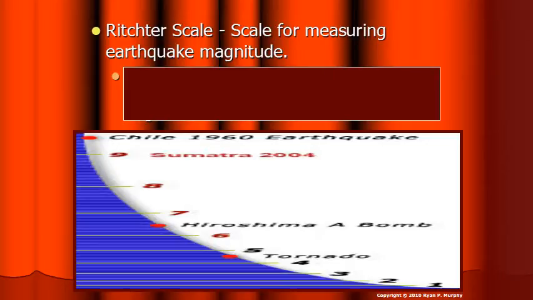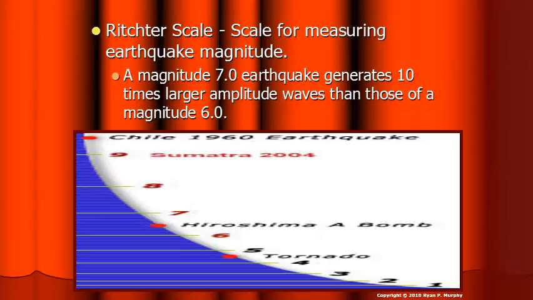And this is a scale for measuring earthquake magnitude, or how powerful the earthquake is. And the thing about the Richter scale that you have to understand is that this is what's known as a logarithmic scale. It's not really necessary that you know that word, but what you should know is that each number on the scale is a multiple of 10 more than the previous number. So a magnitude 7 earthquake generates 10 times larger amplitude waves than those of a magnitude 6.